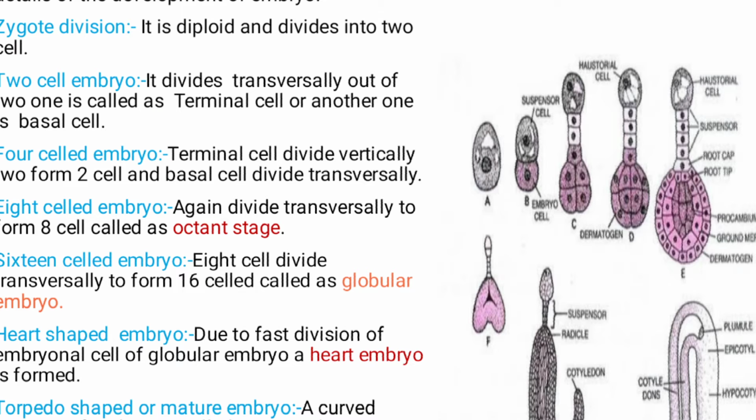The zygote divides transversely, forming two cells. One is the suspensor cell and another one is the embryo cell. The cell towards the micropylar end of the embryo sac is the suspensor cell, that is also known as basal cell. Suspensor cell is also called the basal cell. And this one is the embryo cell, which is the terminal cell. The terminal cell by subsequent division gives rise to the embryo, while the basal cell contributes to the formation of the suspensor.